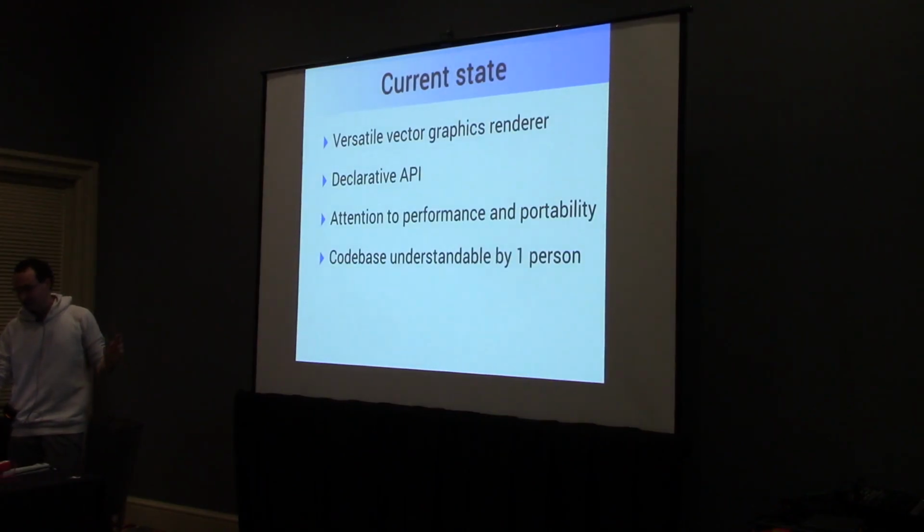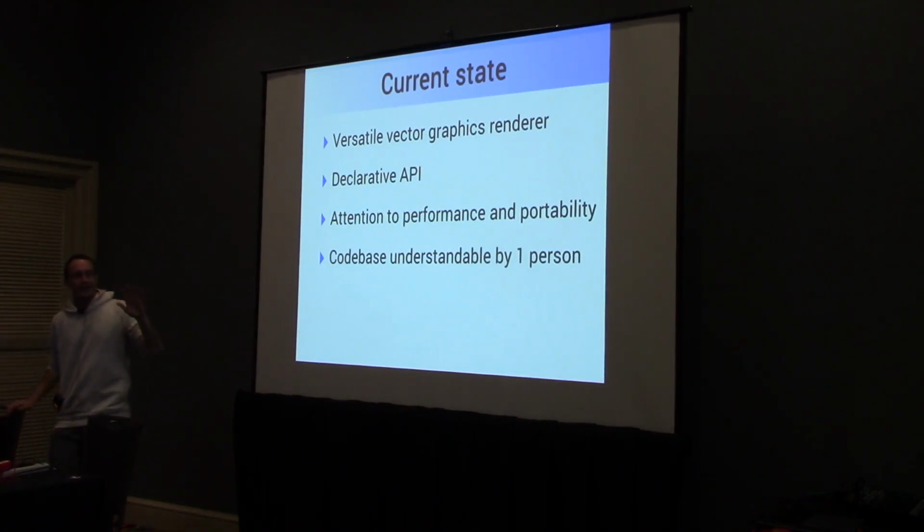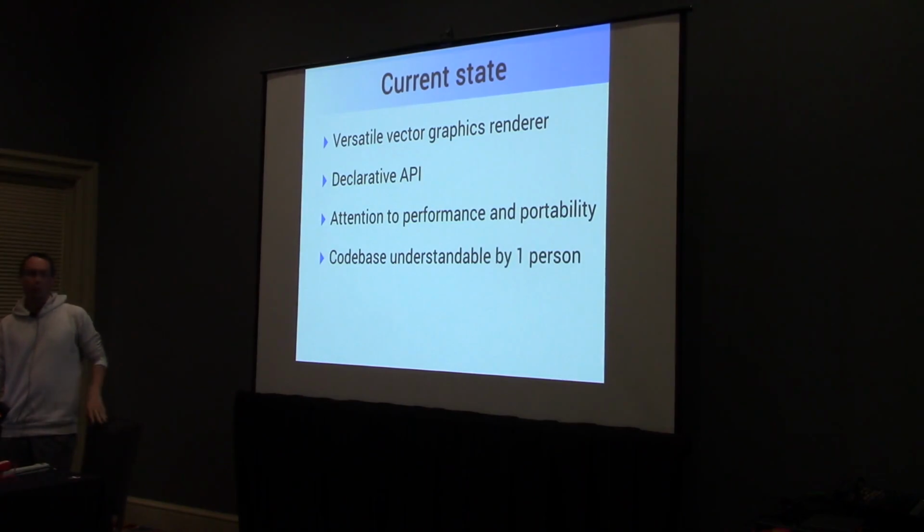The conclusion is, in the current state, we have a versatile vector graphics renderer. It has the declarative vector API that we wanted. We paid a lot of attention to performance and portability, and I can still understand the code base. So it's 3,000 lines of code: 1,000 lines for the API that is exposed to the user, 1,000 lines for the actual job of rasterizing, and 1,000 lines for interfacing with the operating system. So it's a rather small code base.